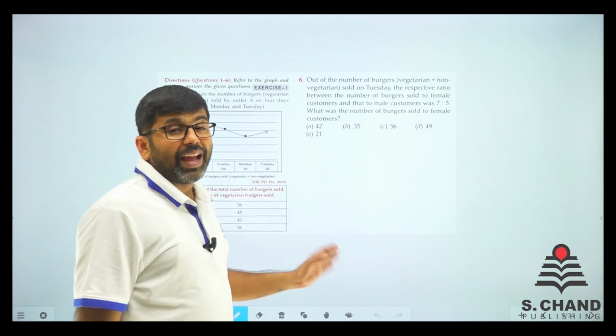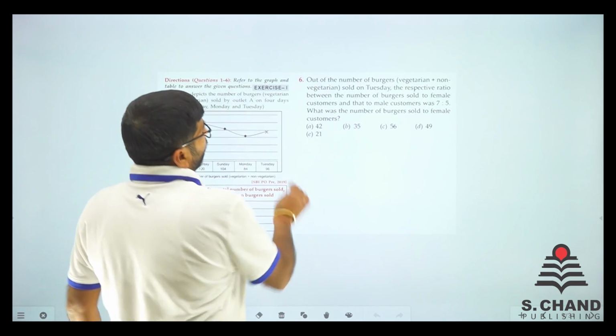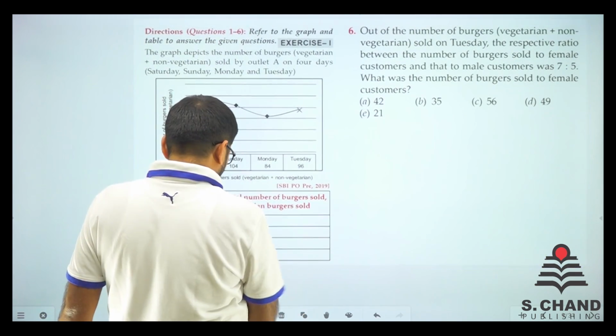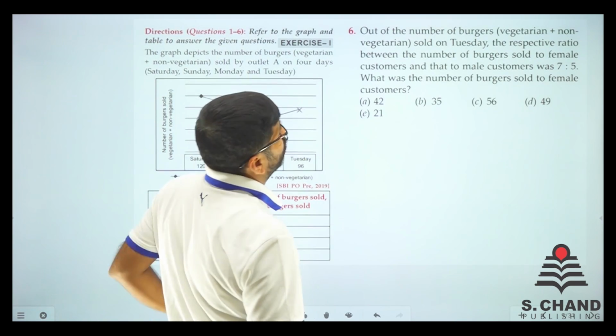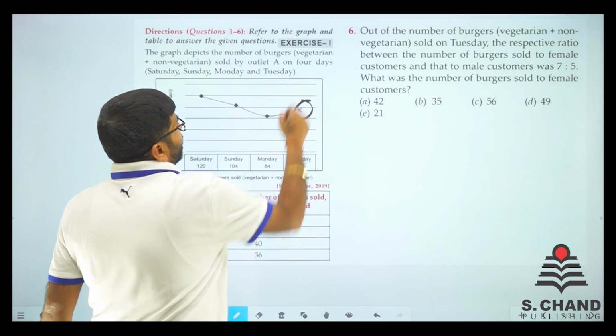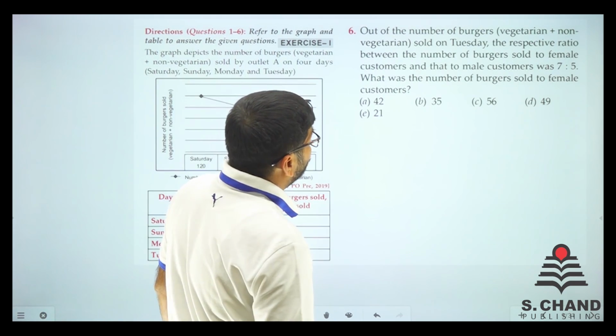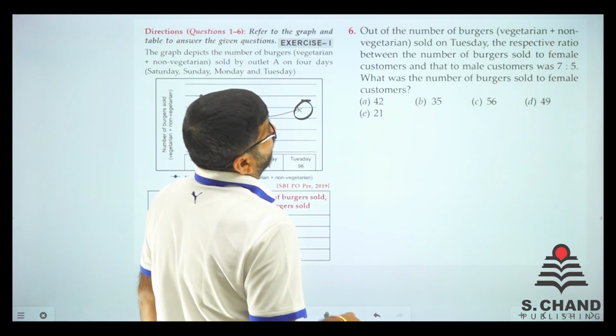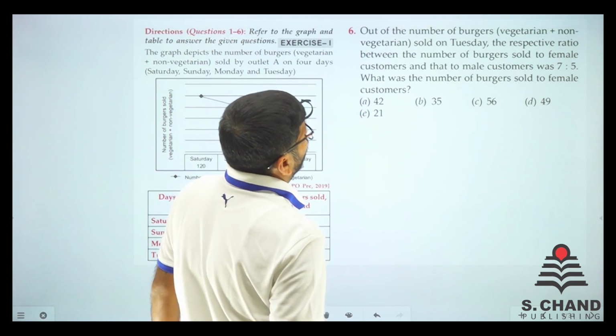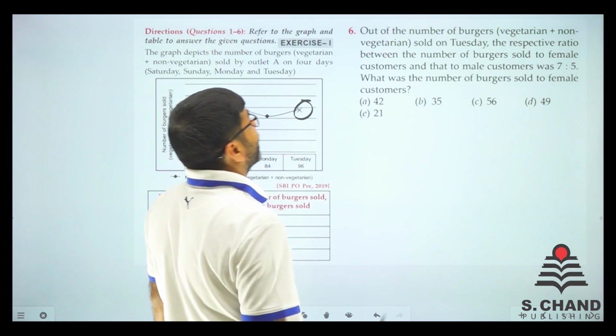Here we go. This is the last question for this DI. Let's do it then. Okay. So out of the number of burgers, vegetarian and non-vegetarian, sold on Tuesday, Tuesday is this number, right? The respective ratio between the number of burgers sold to female customers and that of male customers is 7:5. So what was the number of burgers sold to female customers?